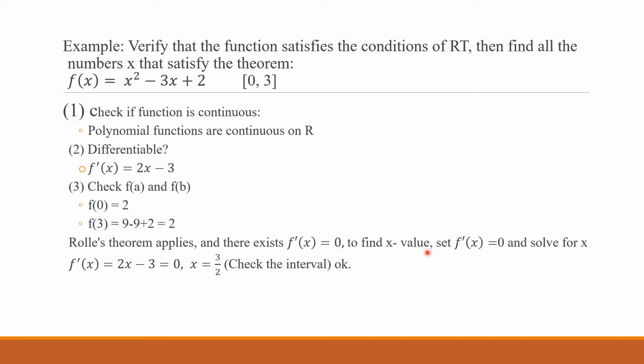In order to find this point, let's set the derivative to 0 and solve for x. I took the derivative, 2x minus 3, equated it to 0, solved it and found x equals 3 over 2. The last check is to make sure that 3 over 2 is actually in the given domain. 3 over 2 is in the interval 0 to 3, so this is the point.